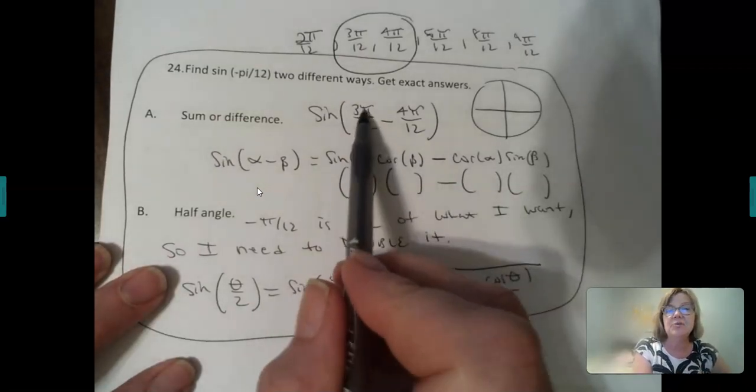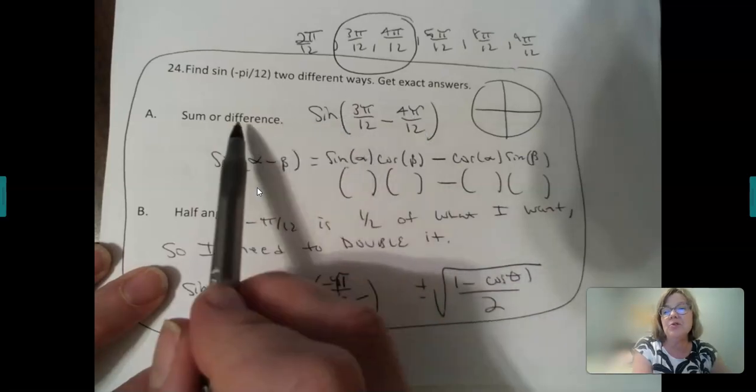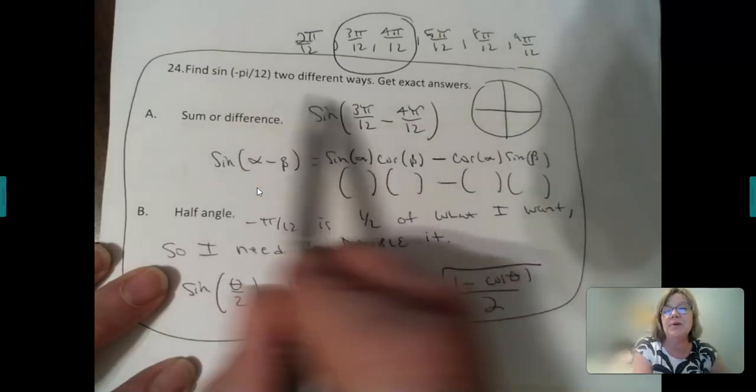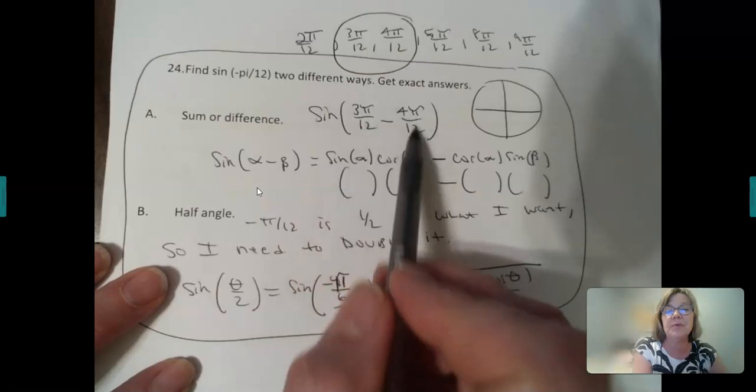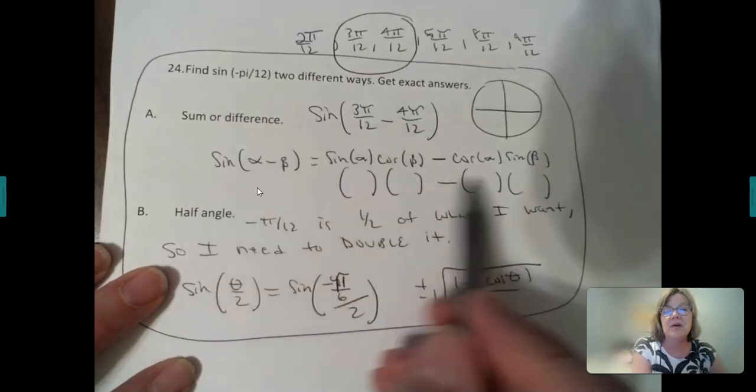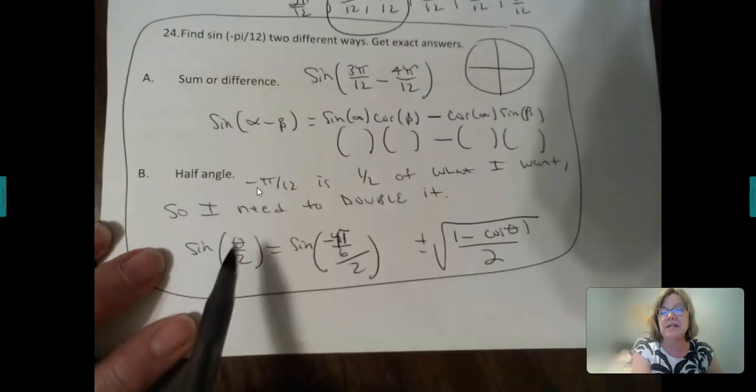I decided to subtract this way. You could add with a negative too, but I want to get a negative pi over 12, so I put my 3 pi in that. All right, and then we'll look for the subtraction trig identity.